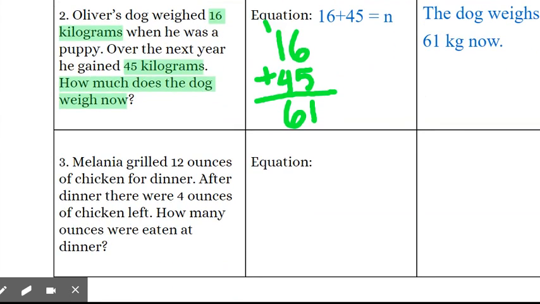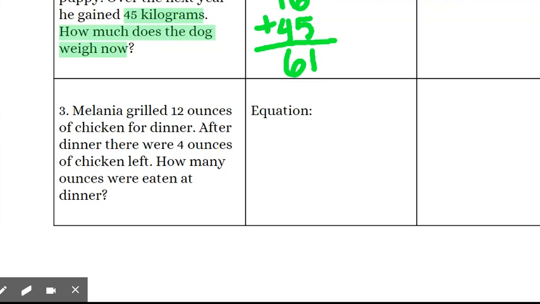Melania grilled 12 ounces of chicken for dinner. After dinner, there were 4 ounces of chicken left. How many ounces were eaten at dinner? So we know they started with 12 ounces of chicken. They ate some, and when they were done, there were 4 ounces of chicken left. So we want to know how many ounces were eaten at dinner.